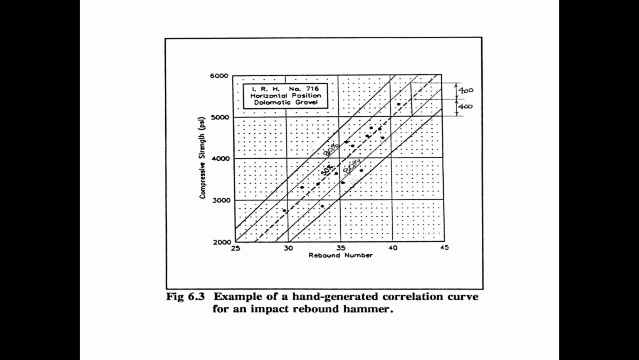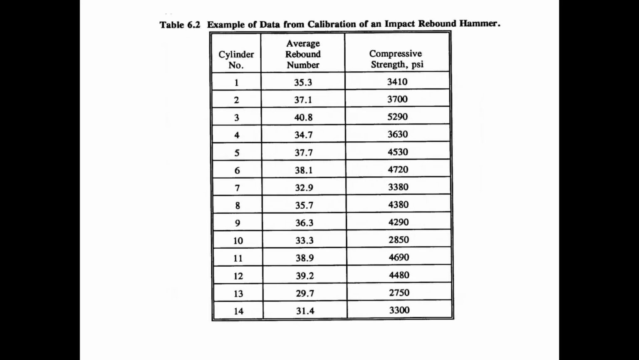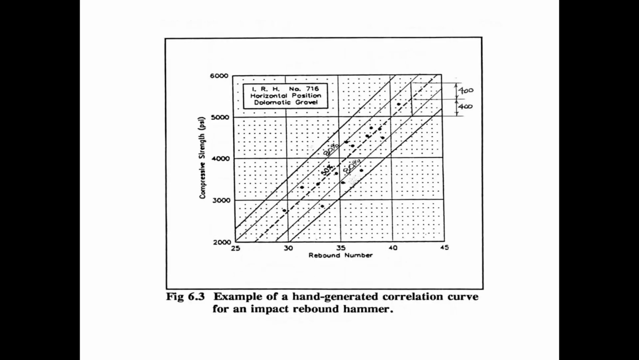All right, so the way this curve works, the way you would go about drawing this curve by hand, is you would plot all of your data points. So in this case, we've got 14 data points. Each data point is represented by a rebound number and a compressive strength. So we plot those data points on our graph. And then if we draw a line right through the middle of those data points, that is our average.